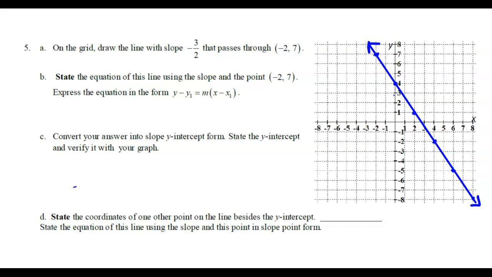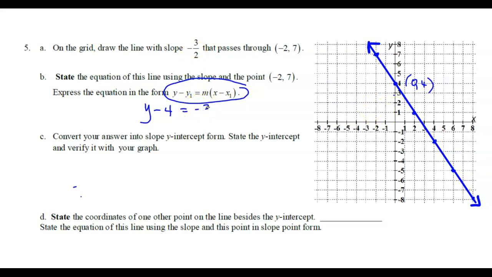Okay, so there's the line. It says state the equation of this line using the slope and point -2, 7, and it says to express it in this form. We could use slope-intercept form really easily because the y-intercept is a nice number, an integer value. But it says this form. So you can use 0, 4. If I do, then that would be y minus 4 equals the slope, which is -3/2.